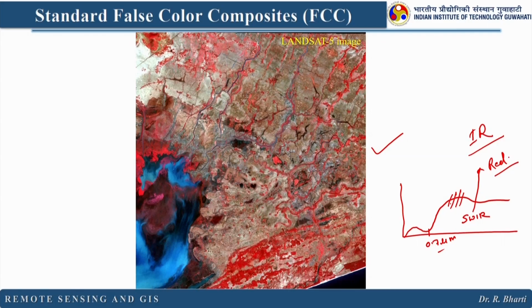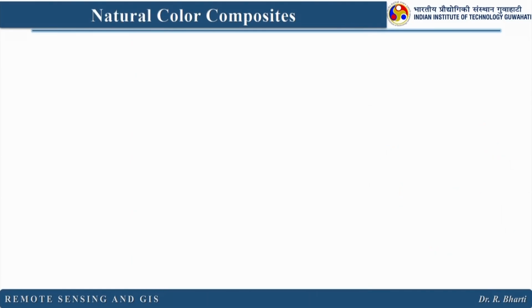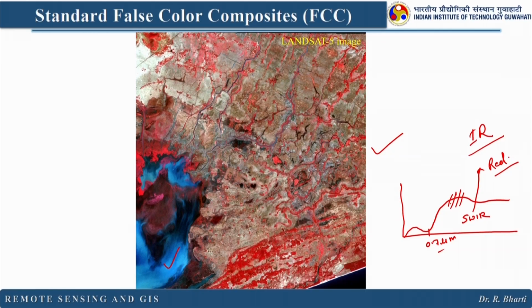So, that is why if you have used a standard false color composite display, then red color of your image will be essentially representing vegetation, and blue or black will be water, and if you have settlement, it will be in cyan color, right. So, that is the definition of this standard false color composite.